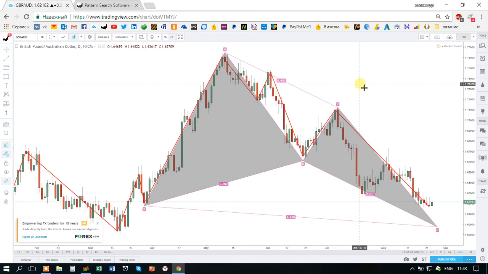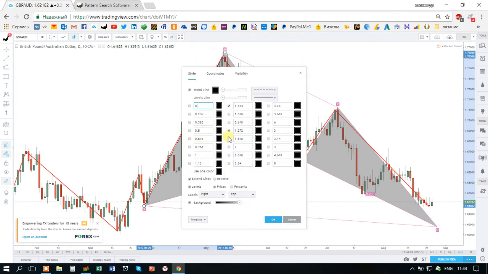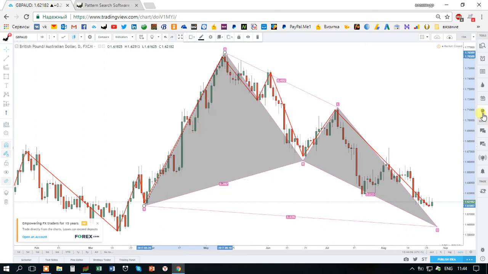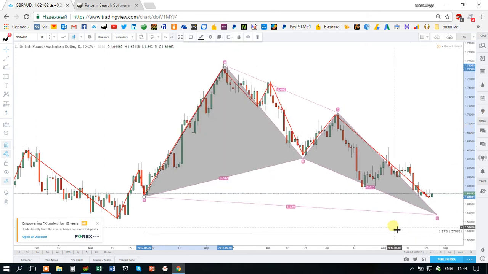How do we draw butterfly patterns? We first need to find an extension of X to A. Simple extension is calculated here. A to X and back again. This is an extension, or inversion, it doesn't matter. 127 of that is here. Here is the line.